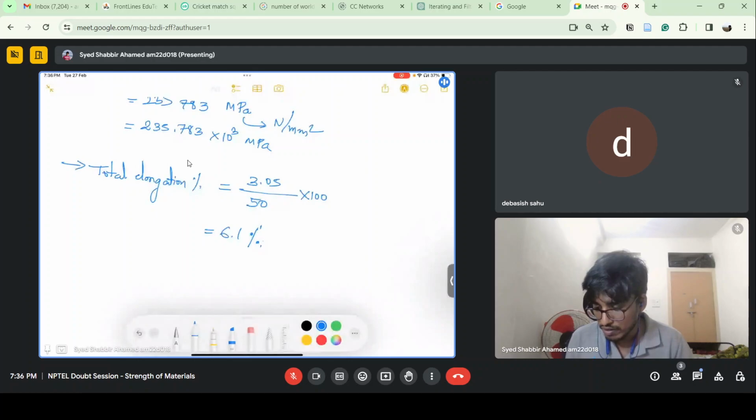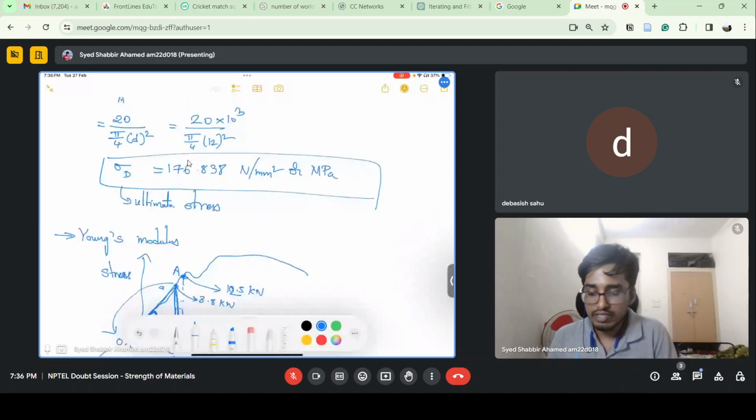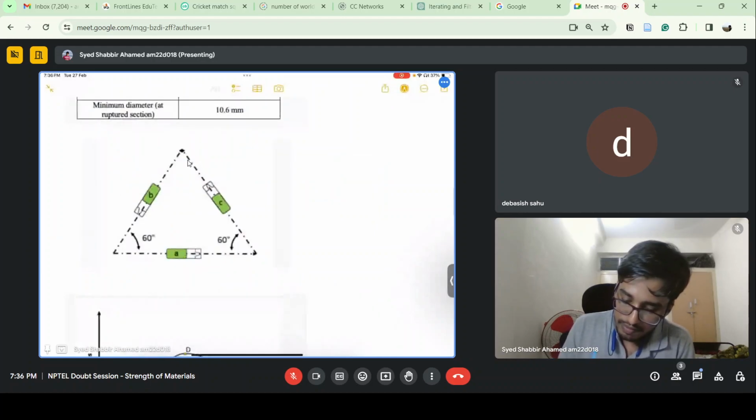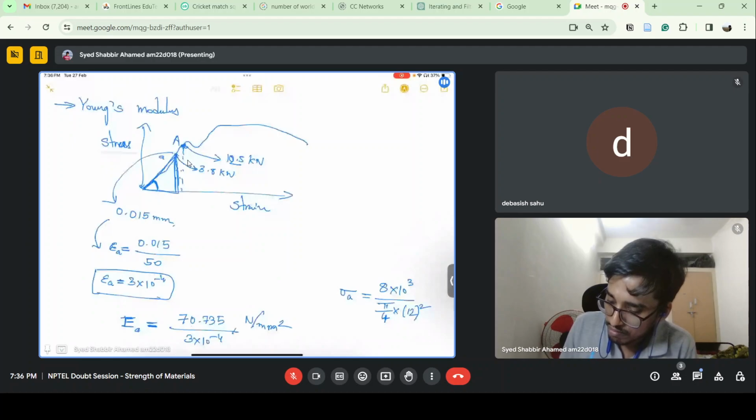So we have calculated the Young's modulus, and also we have calculated the total elongation percentage, and we have calculated the stress at the ultimate stress point. So given the load is, okay. So I have also done the question of this strain gauge. I'll just do it because you know.